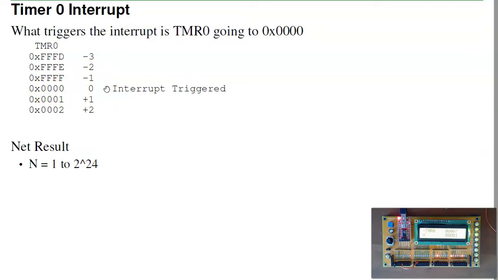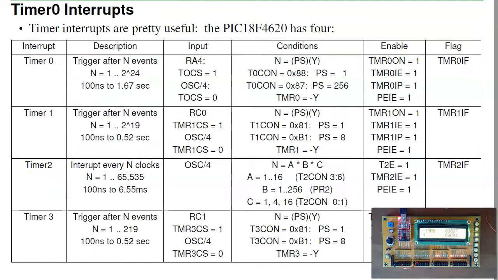What that means is that the maximum time between interrupts, if I max everything out, is a 16-bit counter, 2 to the 16th, times your prescaler, 256, gives n equal 1 to 2 to the 24th, which means I can interrupt anywhere between every 100 nanoseconds to 1.67 seconds if I max it out. And the 100 nanoseconds is a little bit deceptive. Like Timer2, I can't interrupt every clock. It takes about 50 clocks to trigger an interrupt, so it's more like 50 to 2 to the 24th time between interrupts.